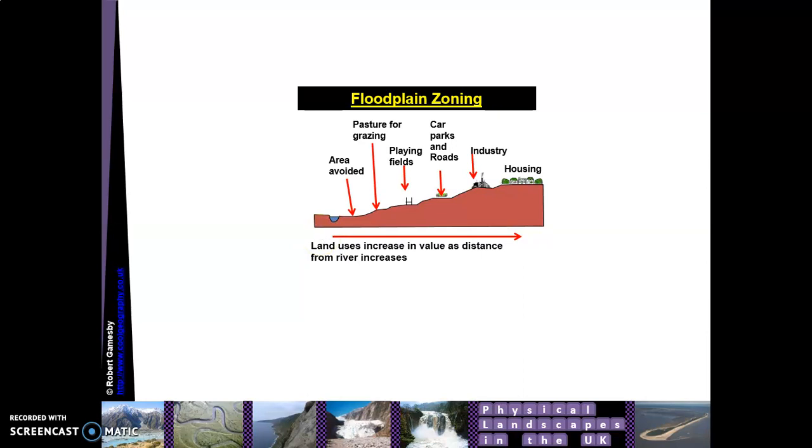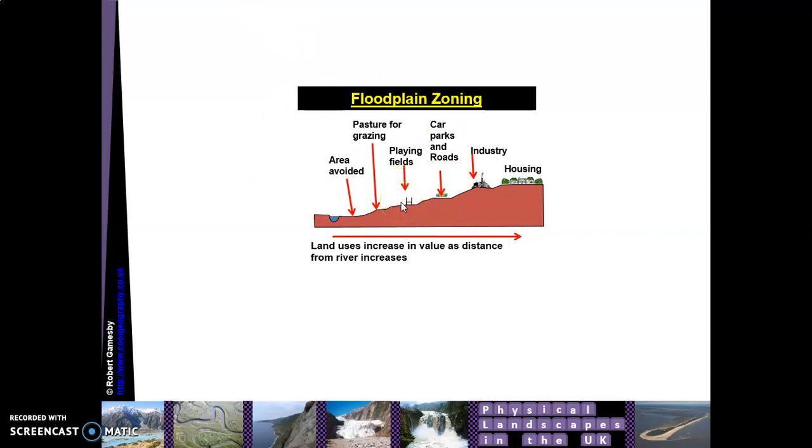And obviously the higher up the slope you go, the less likely it is to flood. So the idea is that the value of the land increases the further you get from the river. The closer you get to the river, the land value is poor. It's not very expensive land. You're not going to build stuff that's expensive. So for example, right next to the river, you avoid the area because it's most likely to flood. Then a bit further up the slope, you might have pastures for grazing, so farmland. A bit further up the slope, you've got playing fields, because if they flood, it's not going to cause major issues.